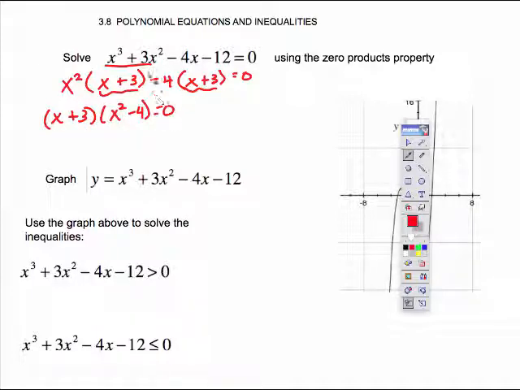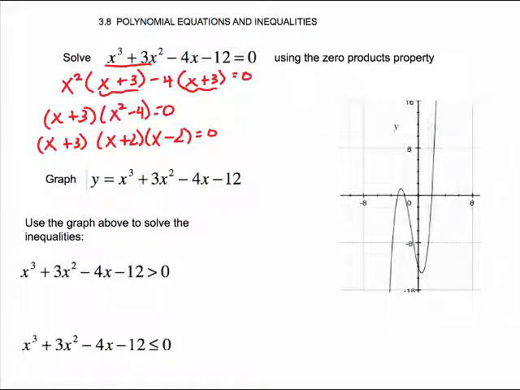Oftentimes when you solve by grouping, you're finished right here. But x squared minus 4 continues to factor. X squared minus 4 is the difference of two squares. It factors as x plus 2 times x minus 2 equals 0. Which means we have three solutions. You can set each one of these equal to 0. And our solutions are negative 3, negative 2, positive 2.